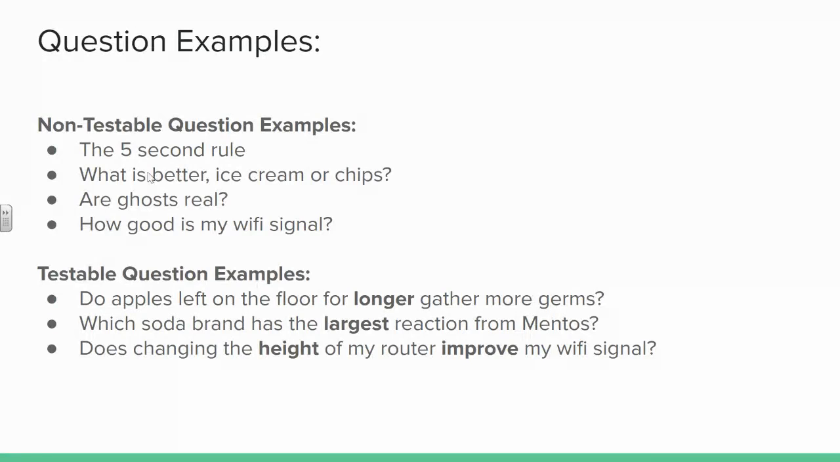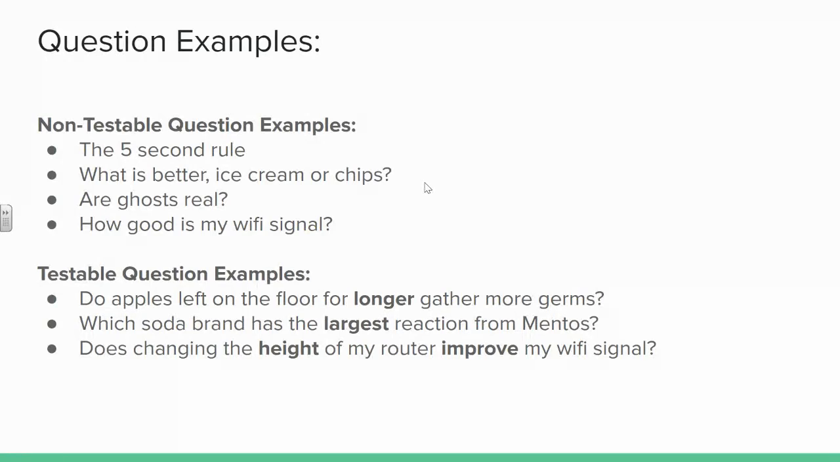How about the second question? What is better, ice cream or chips? Well, that is a question, but it's more of an opinion question. So in science, we want to deal with a truth or a fact, not someone's opinion. Number 3, are ghosts real? Well, the problem with this one is we really can't test it. So we don't want to choose something that we can't test. And how about the last one? How good is my Wi-Fi signal? Well, this is good. It's a good question. However, what are we going to change in our experiment? What's our independent variable? It's not really set up to test anything yet.